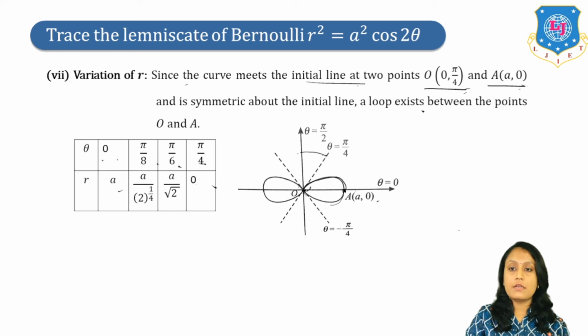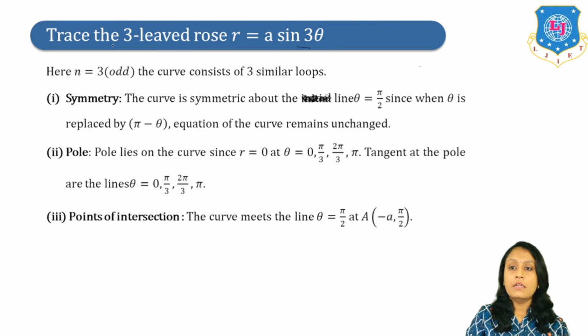Now we'll discuss the next example, that is trace the three-leaf rose r is equal to a sine 3 theta. So this is r is equal to a sine n theta, and here n is equal to 3, which is the odd term, so the curve will consist of three similar loops. Now we will discuss symmetry.